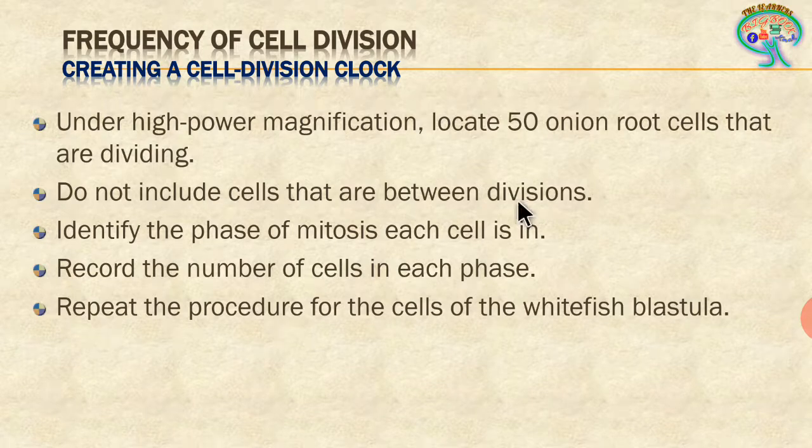So further we are going to identify the phase of mitosis each cell is in, and we are going to record the number of cells in each phase. We are going to repeat the procedure for cells of the whitefish blastula, as we have taken two specimens here in consideration. So we are going to do both counts.